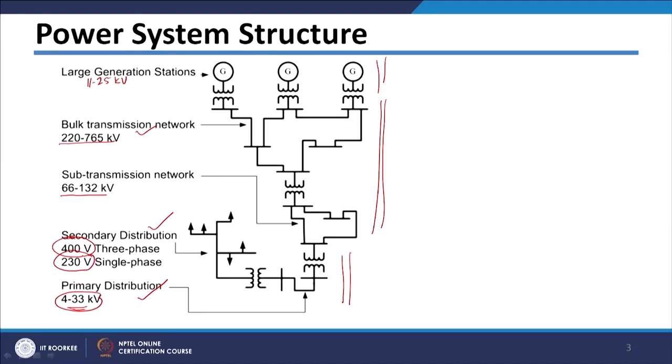If you see the structural difference between the transmission network and the distribution network, the transmission network is basically interconnected, which means it will form some kind of loop here. But the structure of the distribution system will be radial. So, it will be radial or weakly meshed.